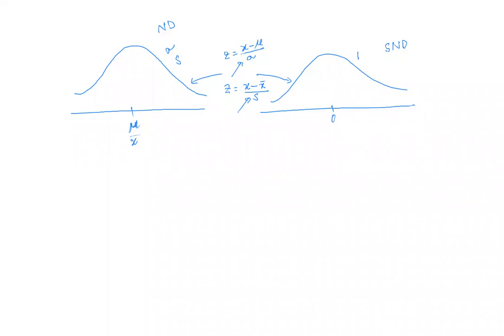And you can go back and forth. You can go from normal distribution to standard normal distribution, or from standard normal distribution to normal distribution using this formula. And this is something that we will be playing around with a lot. So I want you to get used to this. All right. So let's go ahead and work on the problem here.